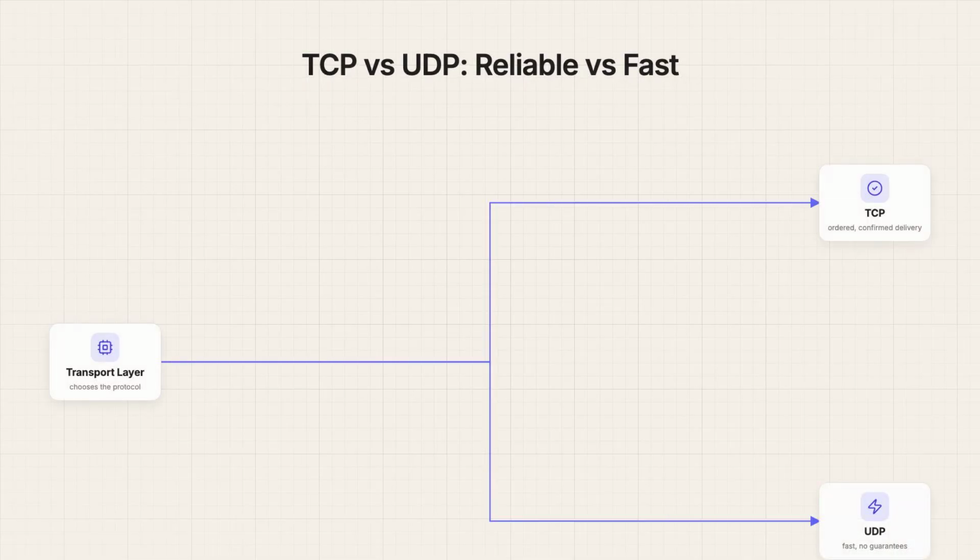TCP and UDP both live at the transport layer, but make very different promises. TCP guarantees that every byte arrives in order and retransmits anything lost, which is perfect for web pages and file downloads. UDP skips all that overhead, making it ideal for video calls, gaming, and DNS lookups where speed matters more than perfection.